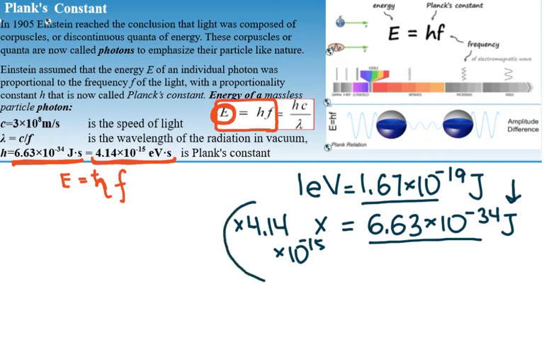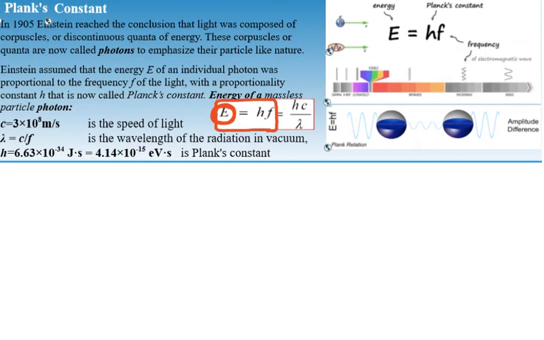So if you want to rewrite this number, Planck's constant, in electron volts, it would be 4.14 × 10^-15 electron volt times seconds. So this is a good formula to know. The formula for the energy of the photon, and also Planck's constant, good to know.